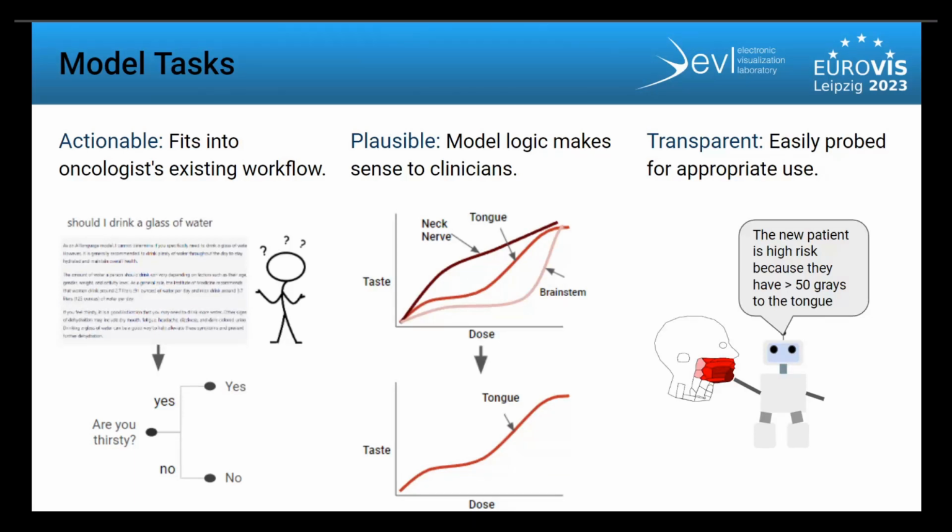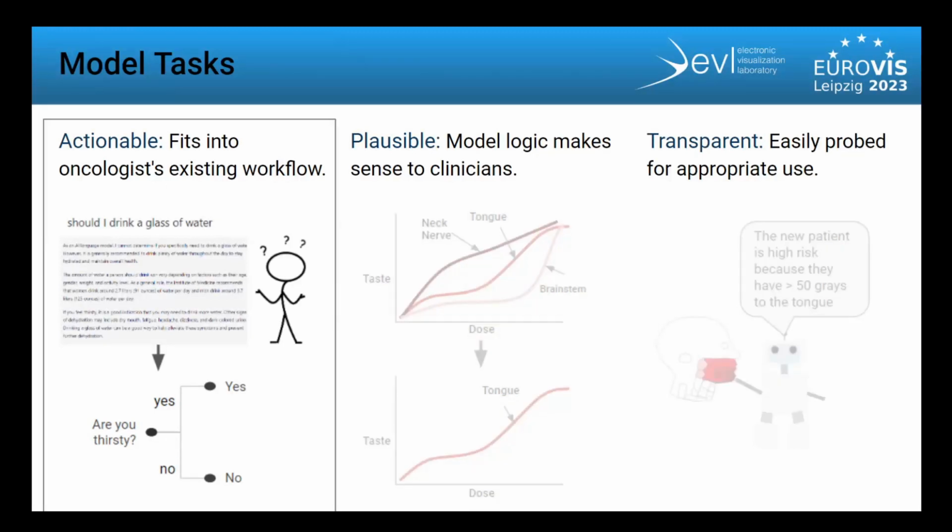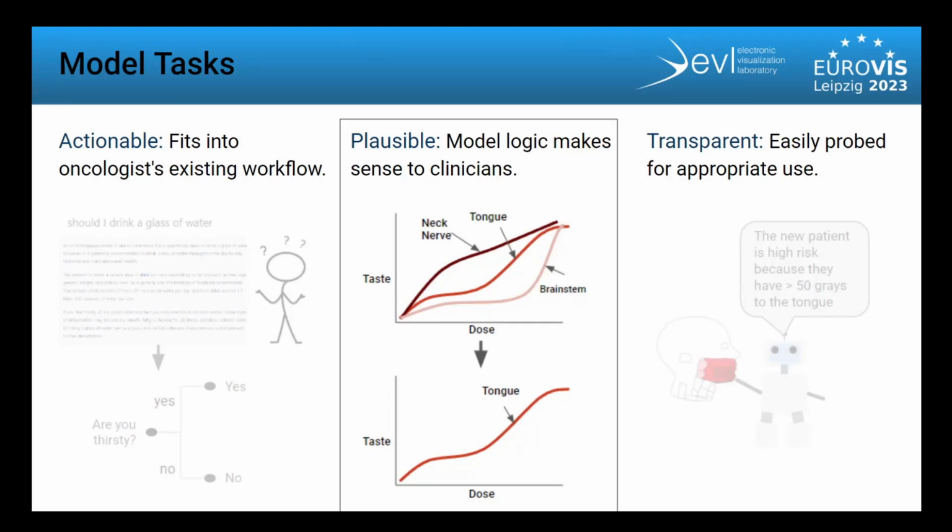Based on our ongoing collaboration, we identified 3 important criteria for the model itself. First, actionability. Our model needs to fit into the existing workflows of our clinicians. To this extent, we mimic the stratification system that they use to guide treatment planning, and dose guidelines that are used to provide soft constraints to treatment planning software. Second, plausibility. The internal logic of the model for each outcome needs to align with the clinician's spatial understanding of what drives each outcome. For example, a model predicting loss of taste should consider the tongue rather than the brainstem.